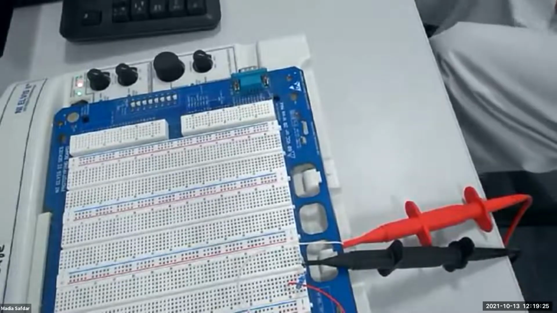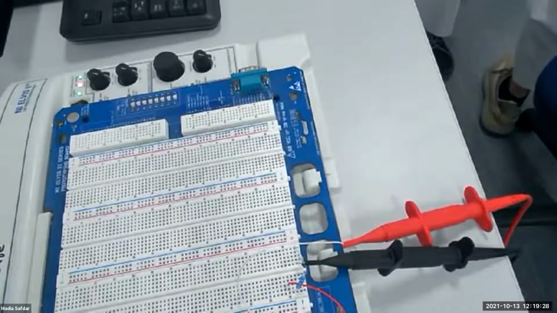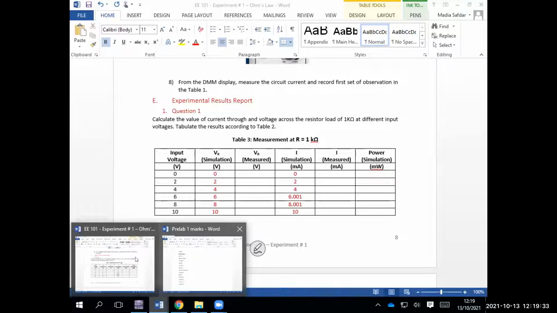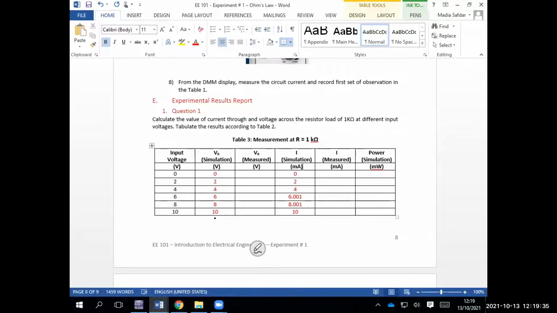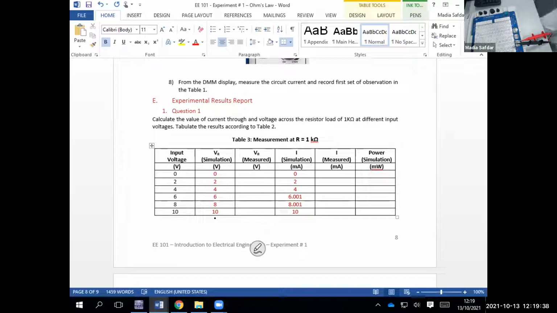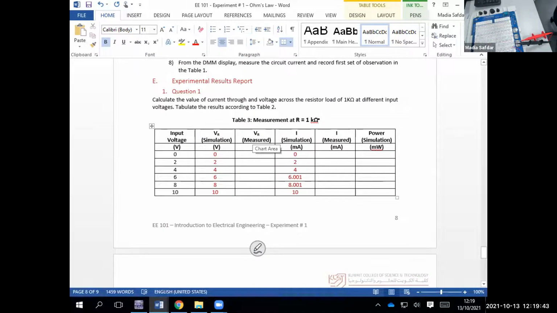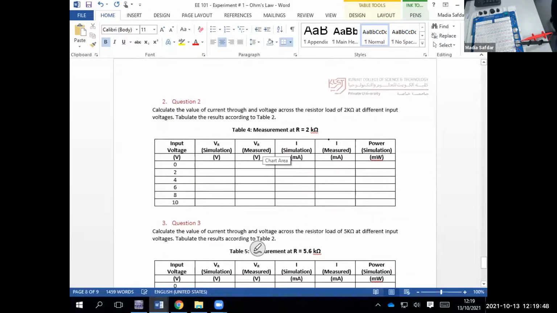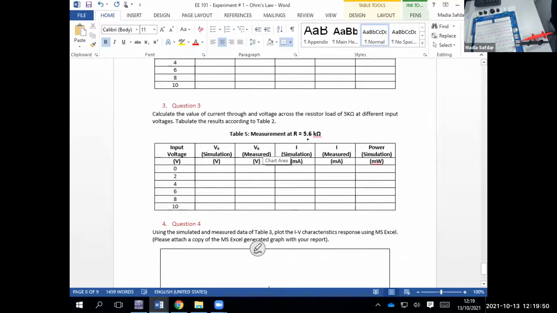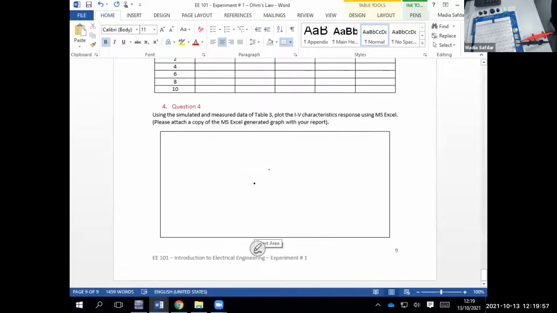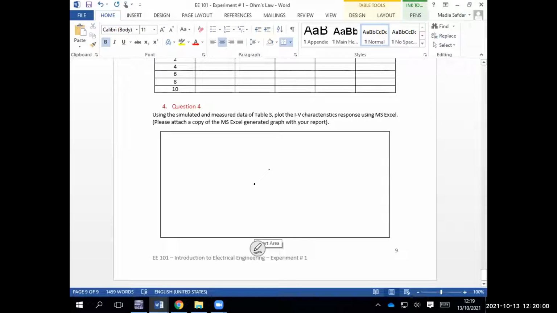One minute, I shared my screen. So for the online students and for the students also sitting here, I want you to do all the experiment for the simulation. For the online students, please do the simulation with 2 kilo ohm and then fill the table, and then do the simulation for 5.6 kilo ohm and then fill the table. And then in question number 4, plot the graph. And then you have to submit.